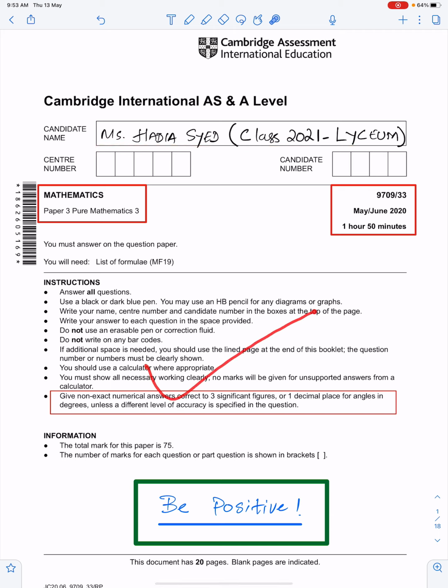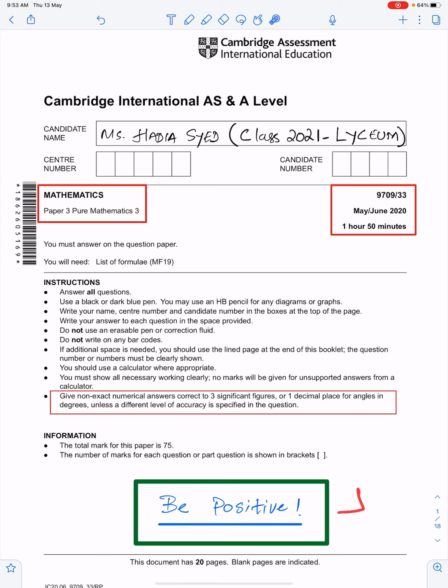Well, all these instructions are very important, especially this last one. Give non-exact numerical answers correct to 3 significant figures or 1 decimal place for angles and degrees, unless a different level of accuracy is specified in the question. Must follow all these instructions.